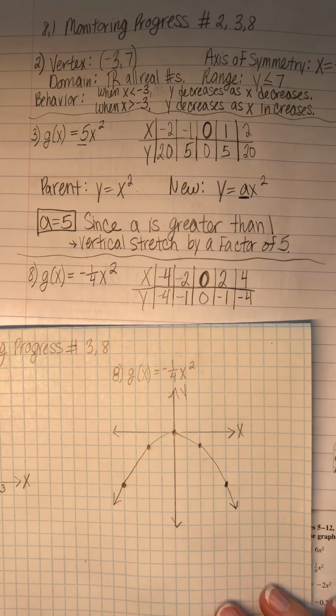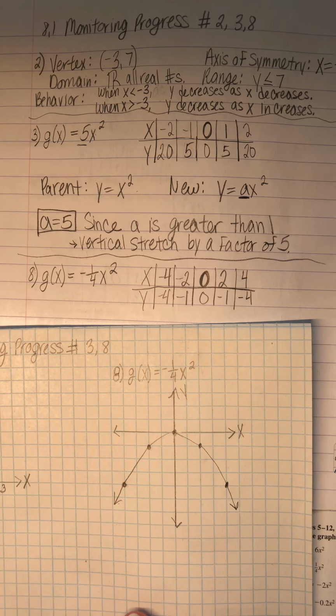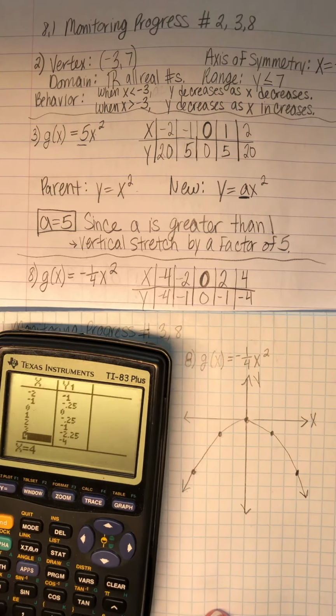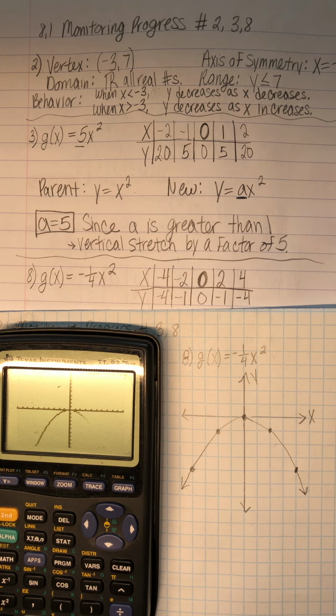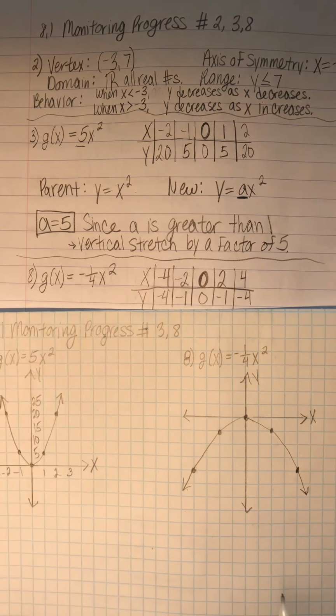Okay, let's just double check this graph in our graphing calculator, make sure that we got it right. So in your graphing calculator, we're gonna just hit graph. And there it is. It looks exactly like how I just graphed it on my paper. Okay, our last step is now we're going to compare the graph with the graph of the parent function.